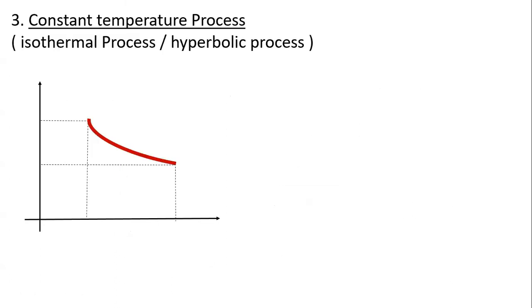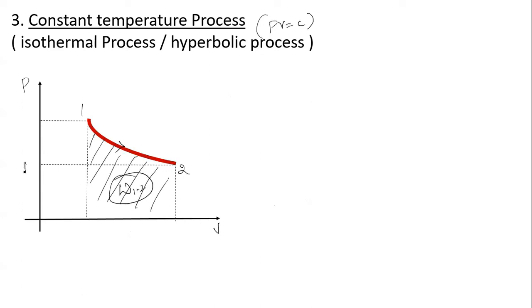Next is constant pressure process. The governing law is PV is equal to C. This is PV diagram. Process 1 to 2, any process here after expansion process. Area below the curve is work done. Corresponding volume, this is P2, this is P1, V1, and V2.